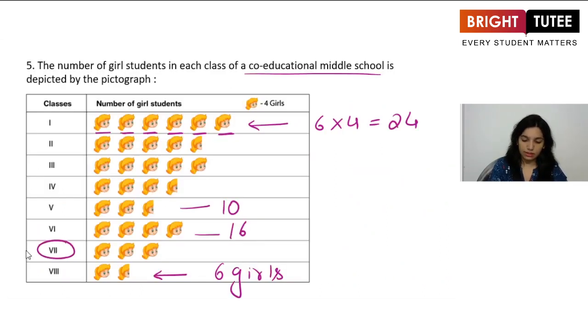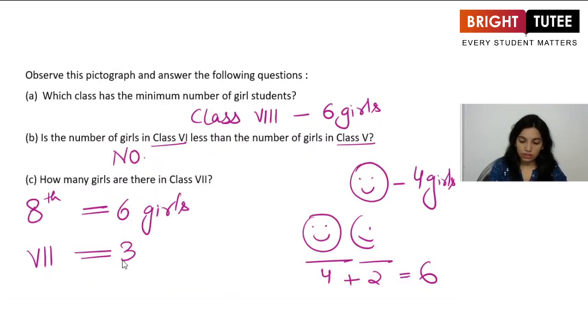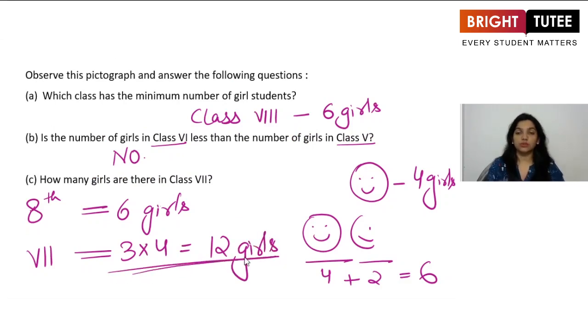It is here, class 7th. So we have got 3 faces. So it is 3 times 4, it is 12 girls. Sorry, I made a small mistake, and that is really a bad mistake to make. So just be careful, don't make similar mistakes that I did. It was class 7th I needed to answer, and I just worked for class 8th. But it's good that we discussed how we need to calculate the number of faces when half of the face is given. So how can we do in that case?